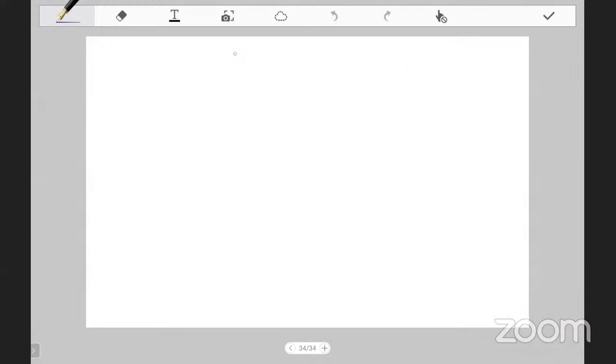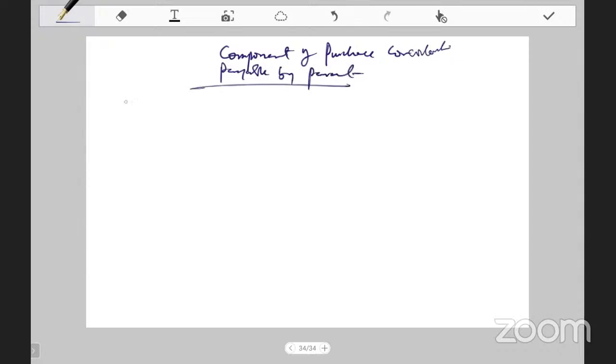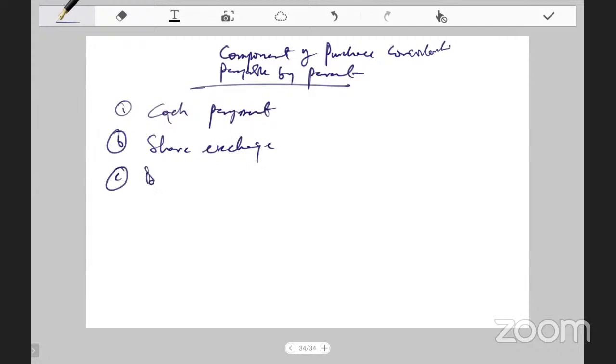So let's look at the components of purchase consideration payable by parents. So let's list them out. Number one, what's the first one that we talked about? Cash payment. Number 2, what do we talk about, class? Share exchange.